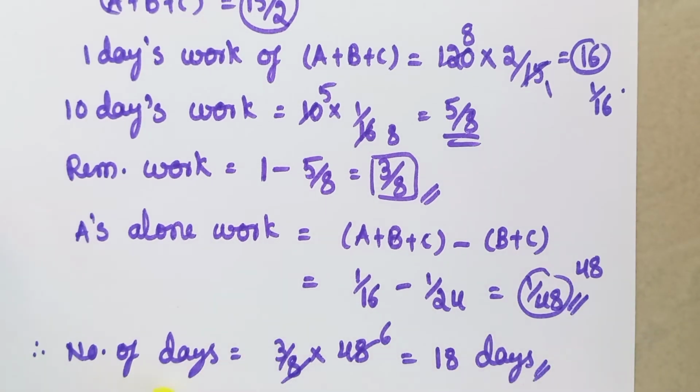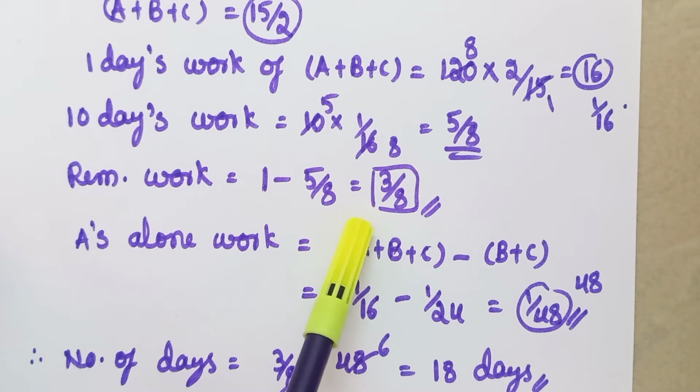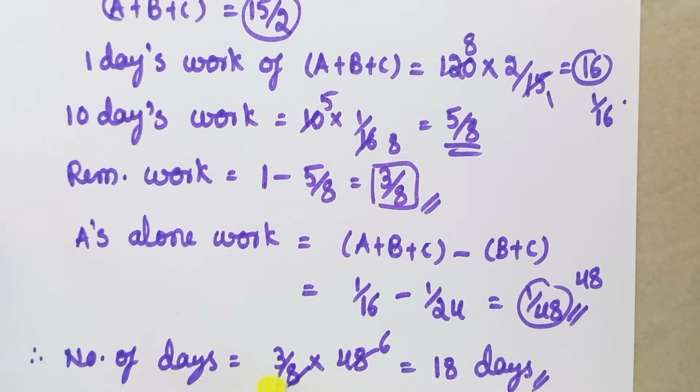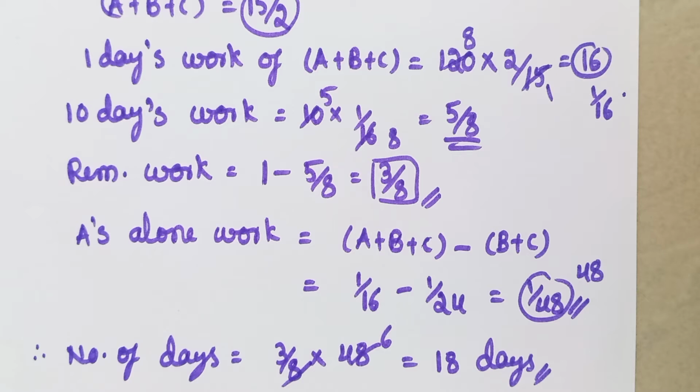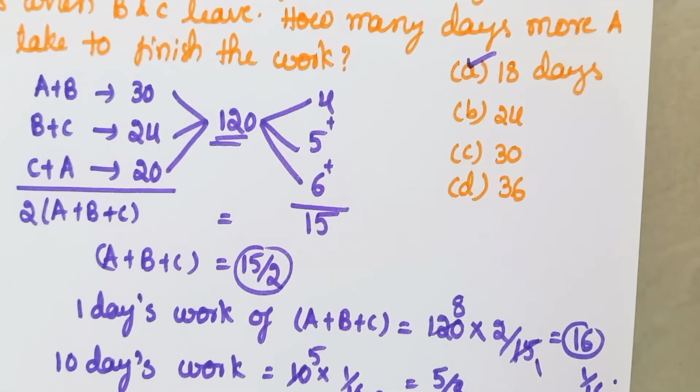So, in order to find the number of days, we should multiply this remaining work fraction, that is 3 by 8, into the number of days that A takes to do the total work. So, 48. By simplifying this, how many will we get? 80 days. In 80 days, A would complete the remaining work. That is what we can say. So, option A is the right one.